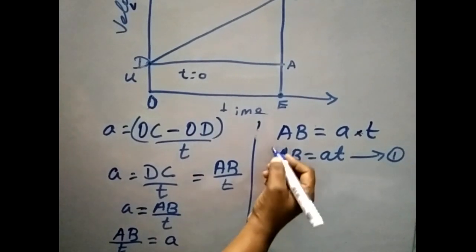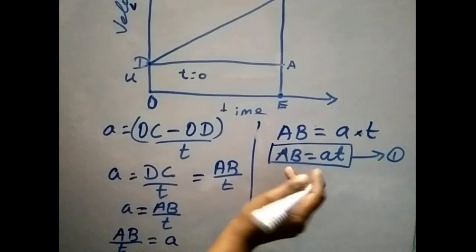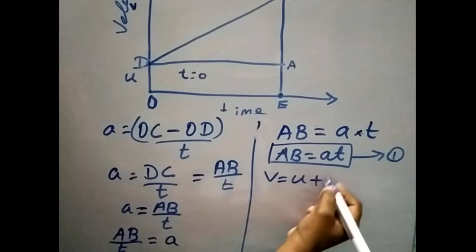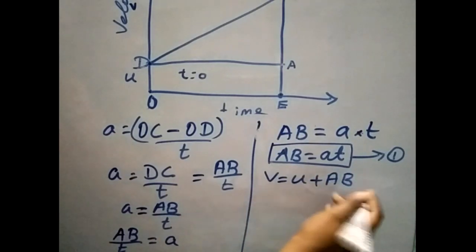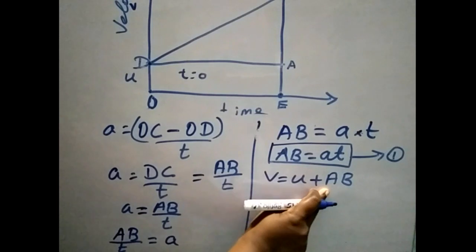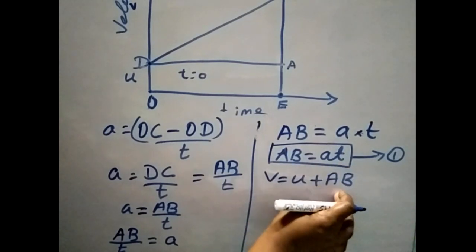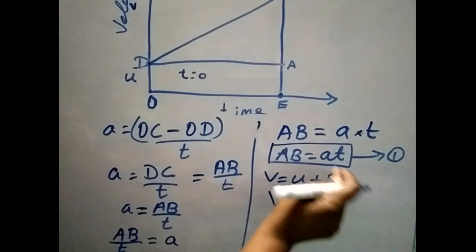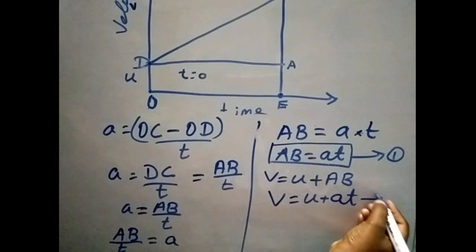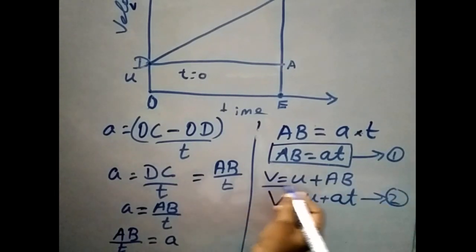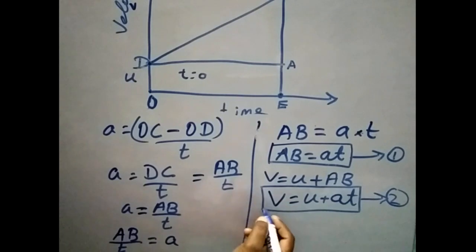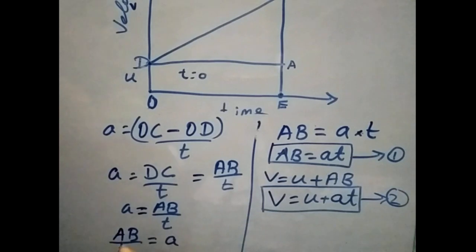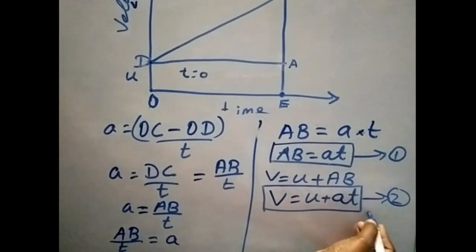Now, we found the value of AB. Now, substitute this value in the previous equation, that is final velocity V equal to U plus AB. This one is the previous equation we already found. Here instead of AB, we are going to substitute this value aT. So, V equal to U plus aT. So, this is equation number 2. This one is our final relation for velocity. Final velocity V is equal to U plus aT. This is the first equation of motion.